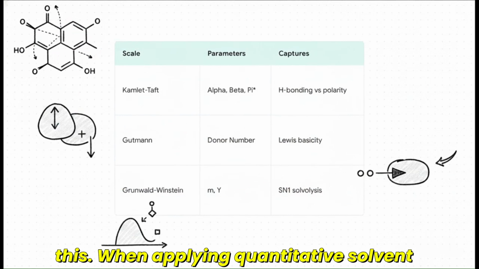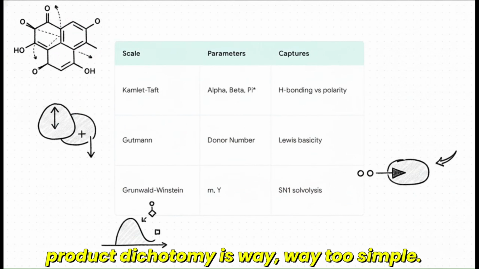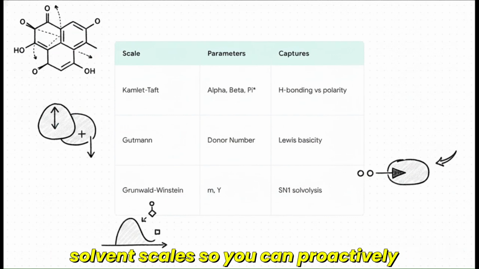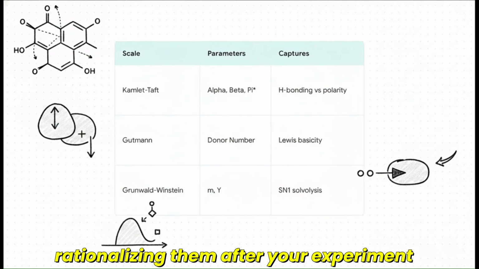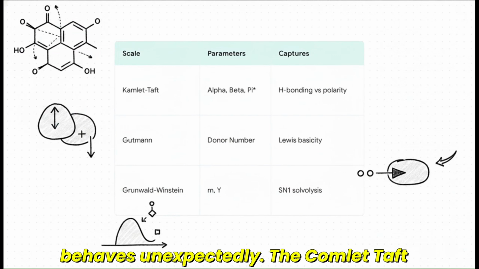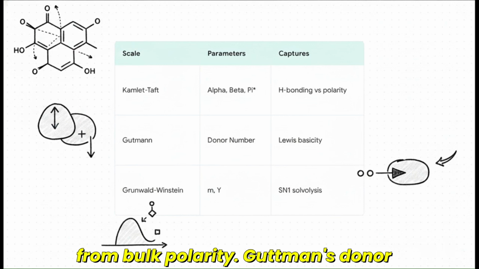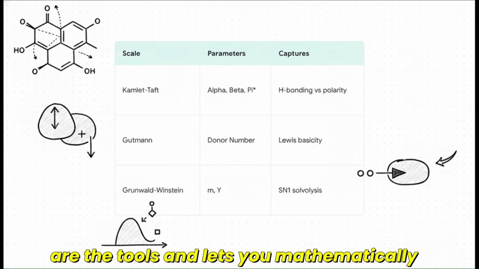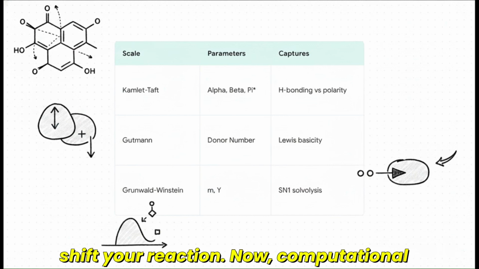Okay, let's dive into this. When applying quantitative solvent scales, that old polar versus nonpolar dichotomy is way too simple. Modern chemistry uses multi-parameter solvent scales so you can proactively predict solvent effects rather than just rationalizing them after your experiment behaves unexpectedly. The Kamlet-Taft scale isolates hydrogen bond donating from bulk polarity. Gutmann's donor number quantifies Lewis basicity. These are the tools that let you mathematically predict exactly how a solvent change will shift your reaction.